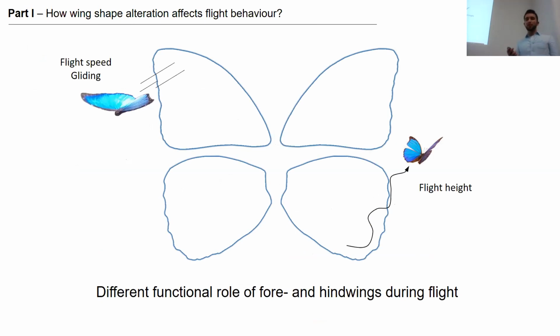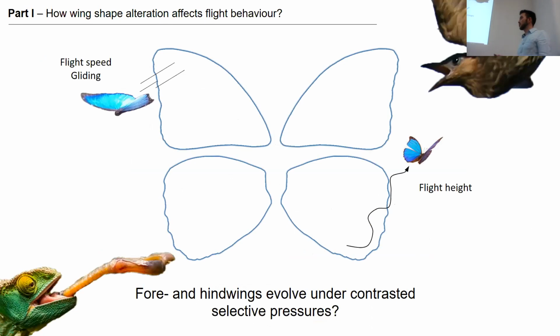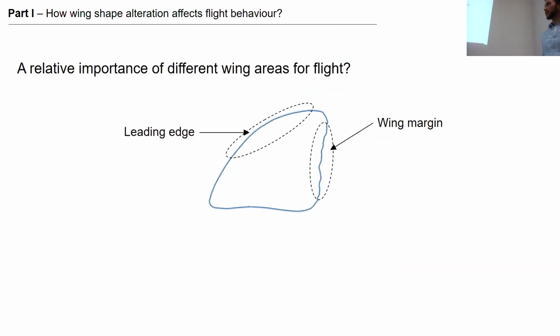And from an evolutionary perspective, we can then suppose that fore and hindwings evolve under contrasted selective pressures. For example, attacks from predators coming either from the ground or from the air may affect differently the evolution of wing shape and flight. But then I wanted to know whether within the same wing, there is a relative importance of different areas for flight.